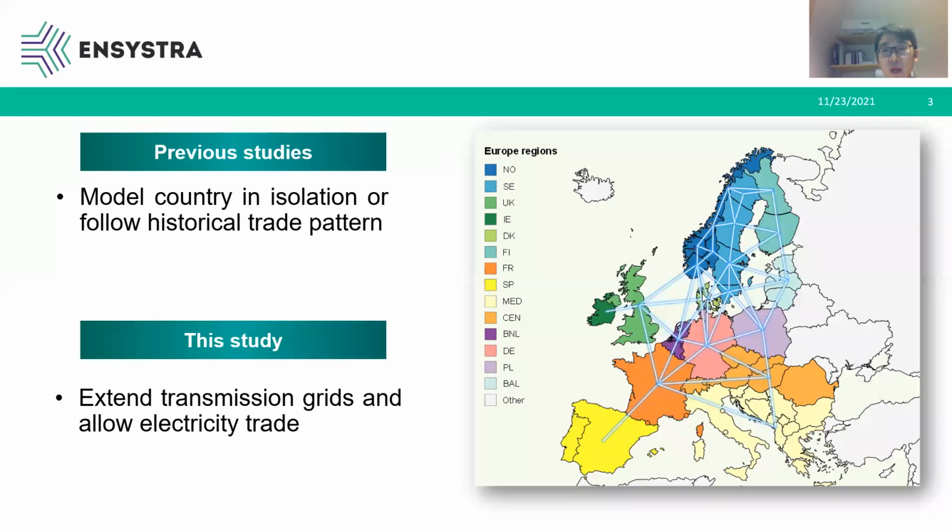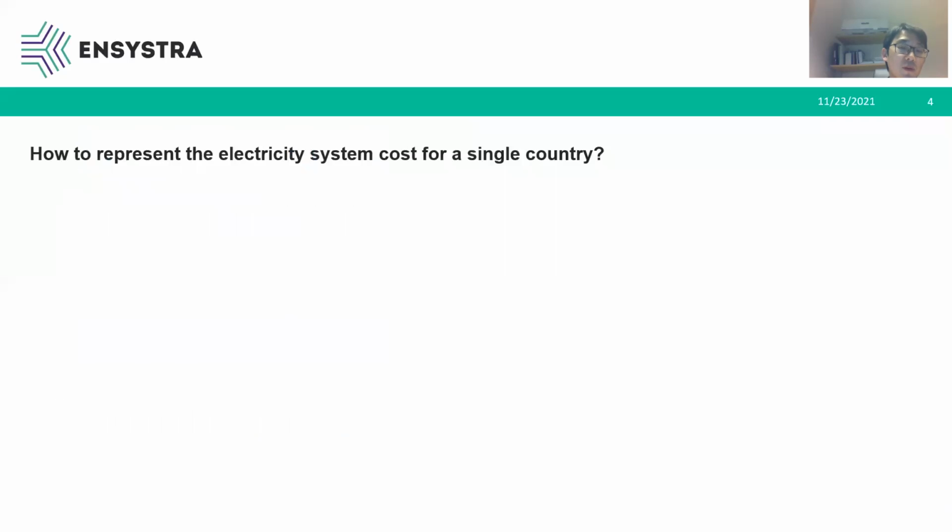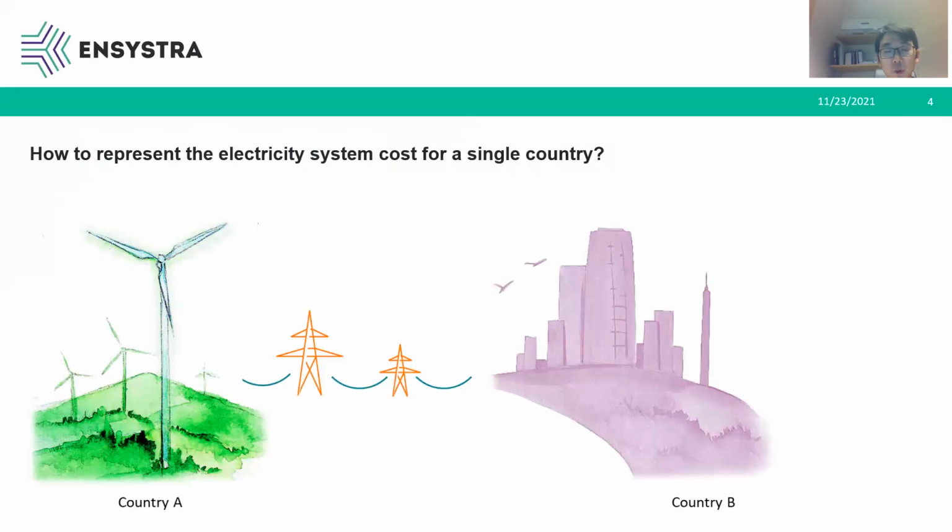With this setup, we have a new challenge. That is how to represent the electricity system cost for a single country in an interconnected electricity system. Here is an example for 2 countries. So country A has good wind resource and a low demand. Country B has high demand, but very bad wind and solar resources. These 2 countries are connected with transmission grids.